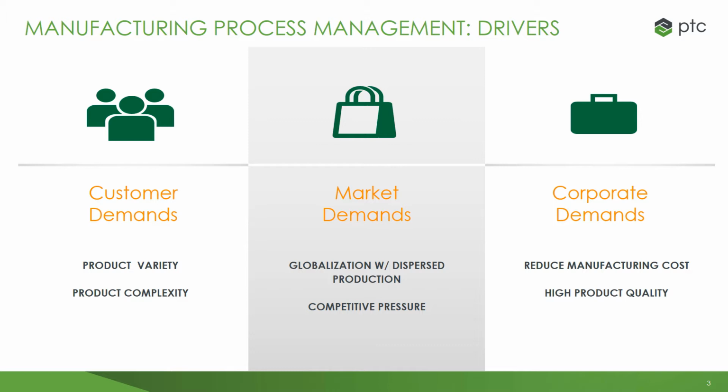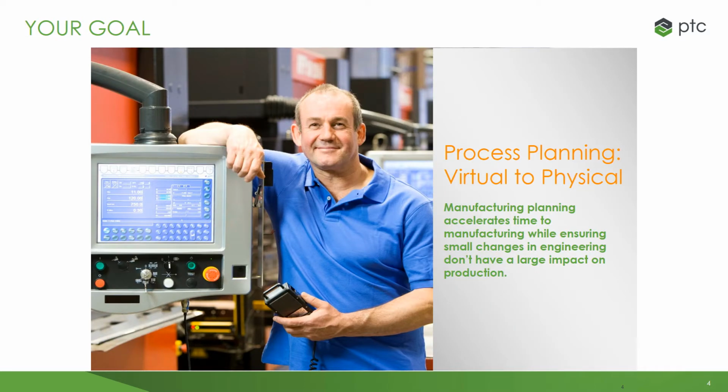Yet lowering costs while trying to open new facilities and while trying to handle new, complex products can put stress on quality. Manufacturing planning needs to operate at the highest quality possible to reduce manufacturing errors and rework. PTC is aligned with helping manufacturers with these challenges and achieving the goal of having process planning that goes from virtual to physical. Manufacturing planning accelerates time to manufacturing while ensuring small changes in engineering don't have large impacts on production.